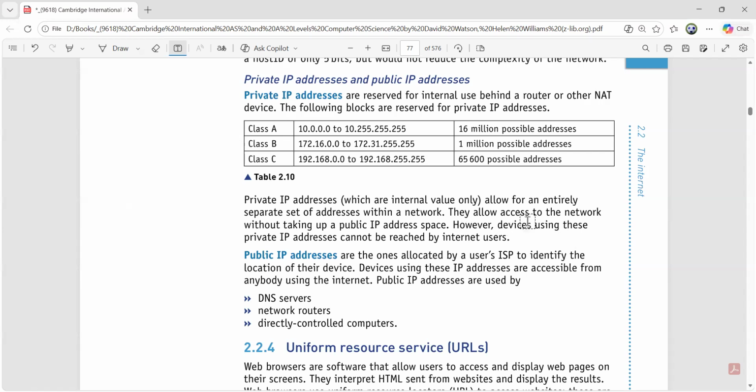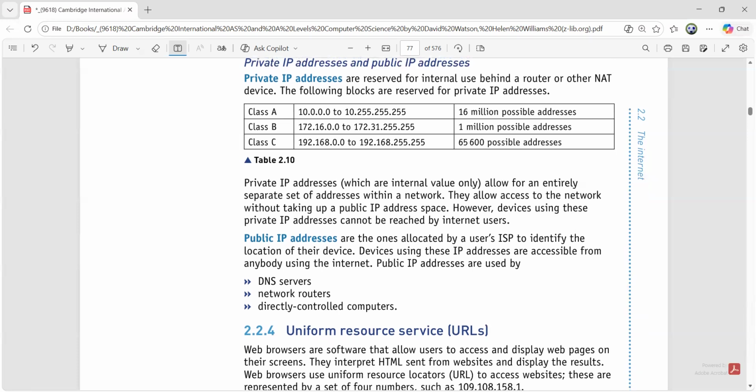Our internal values only allow for an entirely separate set of addresses within a network, allowing access to the network without taking up a public IP address space. However, devices using these private IP addresses cannot be reached by internet users. They are only available within a particular environment, within a particular company, within a particular network, not accessible by outside people. Public IPs are the ones allocated by the user's ISP to identify the same. See, it's the same as we talked about in the earlier session.